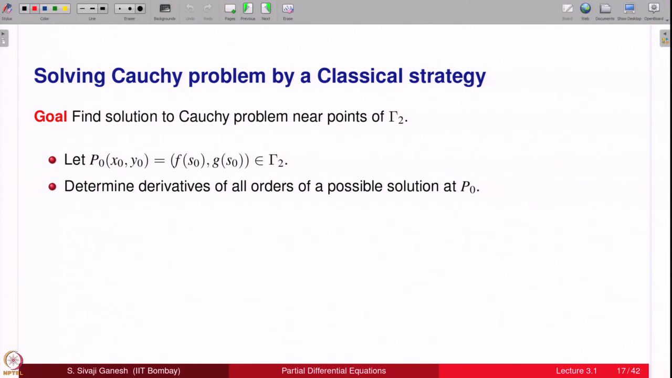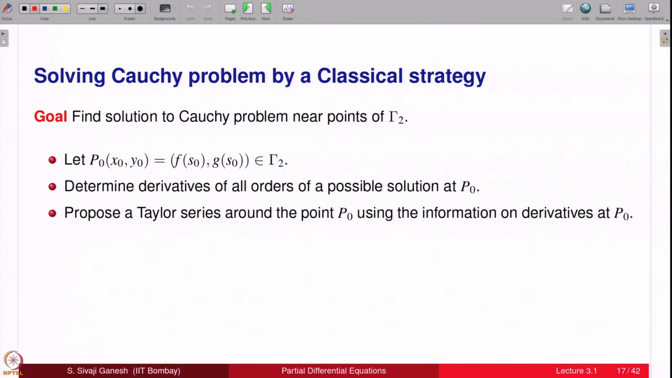Determine derivatives of all orders of a possible solution at p naught. Propose a Taylor series around the point p 0 using the information on derivatives at p naught. What information do we need to propose a Taylor series of a function?